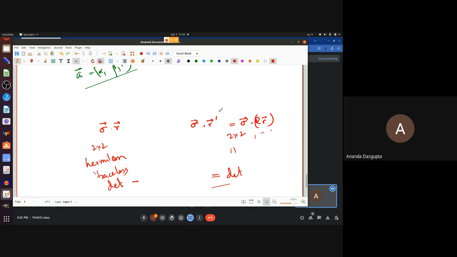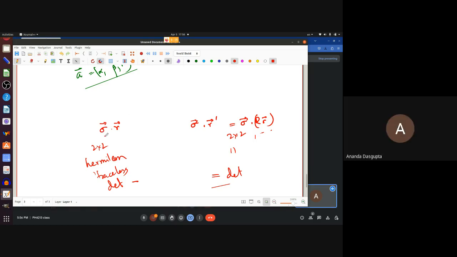If R prime is a rotated version of the vector R through some rotation matrix capital R, then sigma dot R prime and sigma dot R are both 2 by 2 traceless Hermitian, of course, but they also share the same determinant. Do you all agree? Yes? No, tell me something. Do you agree? Yes or no? Yes.